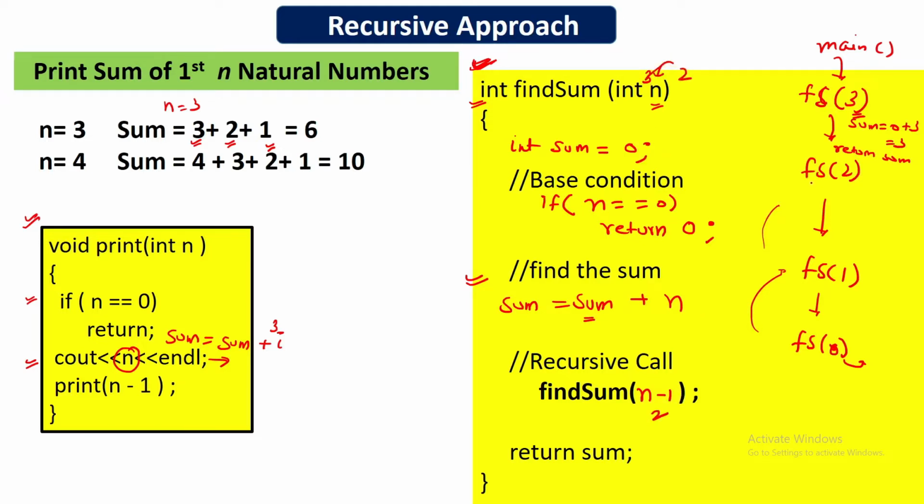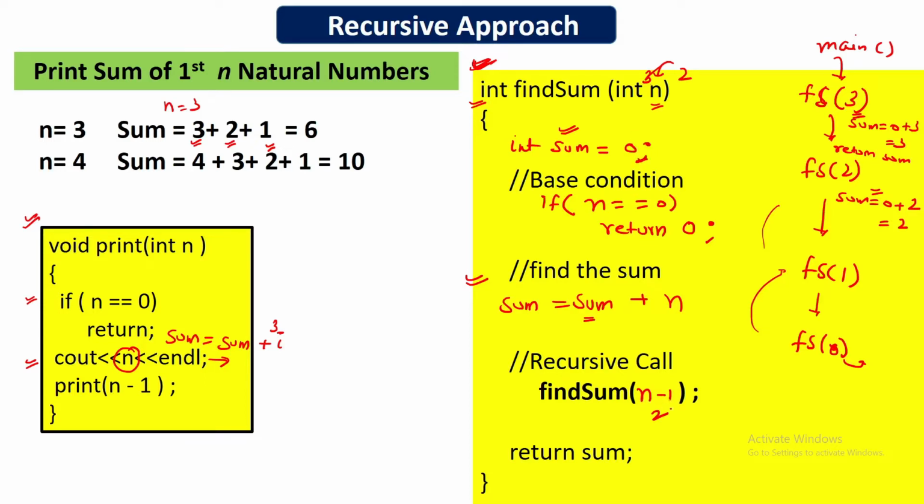Now we have come here, fs of 2, again sum is 0. This sum is a local variable for each of the calls. Now n equal to 0, no, so sum plus 2. The previous sum was 3, but here we have declared this sum again. So inside this call, this sum is a new sum with the initial value 0. So here again 0 plus n, that is 2, will happen. This 0 is this new variable sum, and this is the main problem in this code.